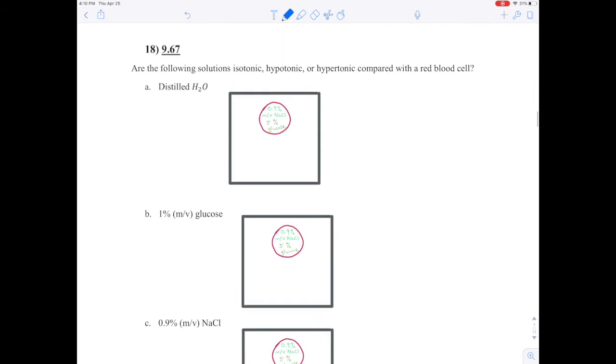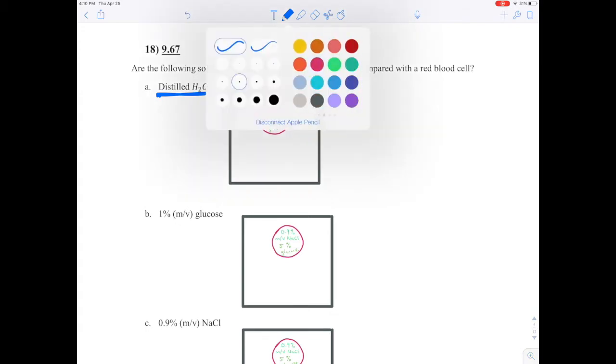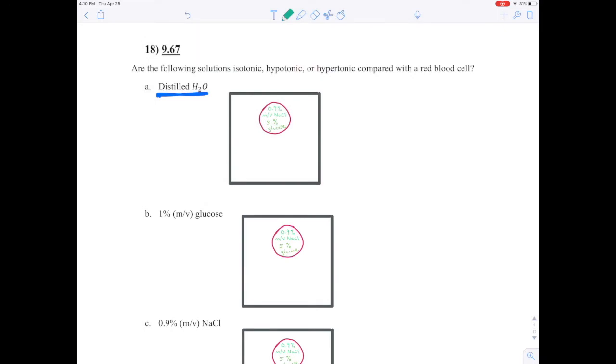The first one asks, what would happen? Is this solution here isotonic, hypotonic, or hypertonic? Now, if you have distilled water, what you have is only water. It's just pure water. If you have pure water, how much salt is there? There is 0 salt because it's pure water. How much glucose is there? 0 glucose because it is pure water, which has nothing else in it. Otherwise, it wouldn't be pure.